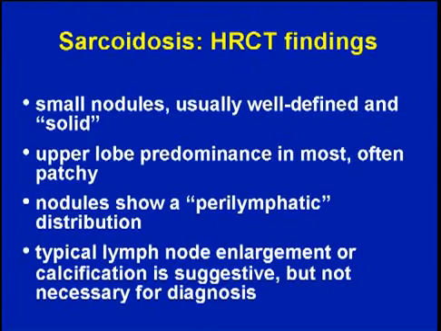The high-res CT findings we see include small nodules, which are usually well marginated, sharply defined, and appear solid. They're not of ground glass opacity. They appear solid on high-res CT. There's an upper lobe predominance in most patients who have sarcoid, and often the abnormalities involve the lung in a patchy fashion. The nodules show a typical perilymphatic distribution, and I will describe for you in some detail what a perilymphatic distribution looks like. And typical lymph node enlargement or calcification is suggestive of the diagnosis in association with the other abnormalities, but is not necessary for diagnosis if you see typical nodular lung disease.